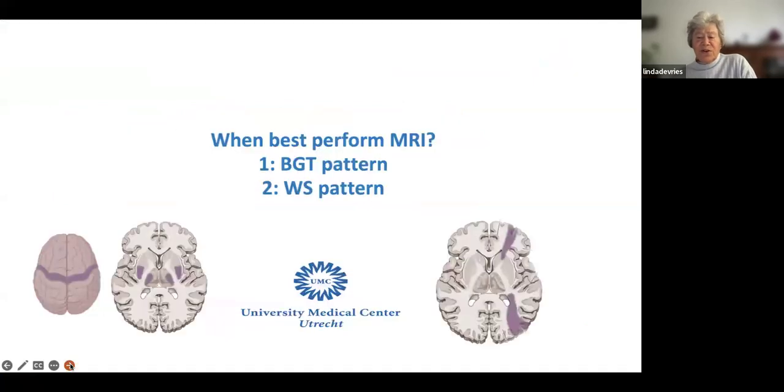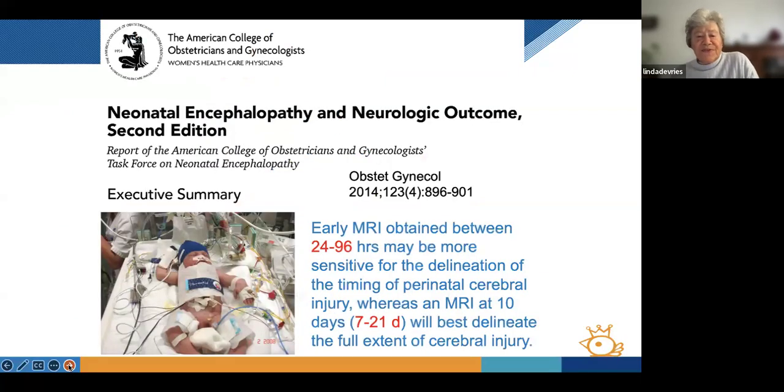So the question is always asked, when should we be performing our MRI? And here we are talking about the basal ganglia pattern of injury and the watershed pattern of injury. So in 2014, there was a paper by the American College of Obstetricians and Gynecologists, and they said, well, it's best to perform 2 MRIs. The first one you should perform early, between day 1 and 4, and doing it this early will also help you to time the onset of the injury, and then repeat it between day 10 and 21.